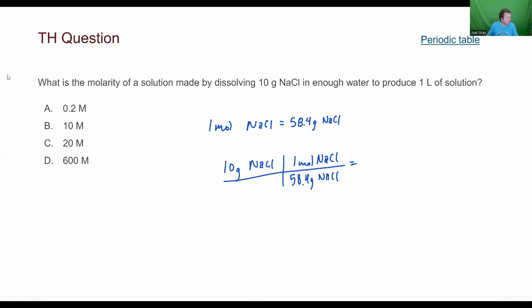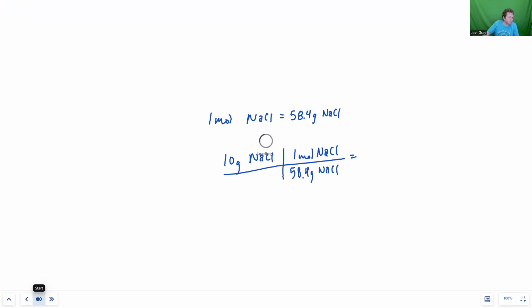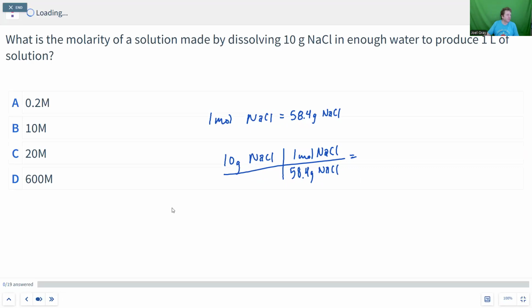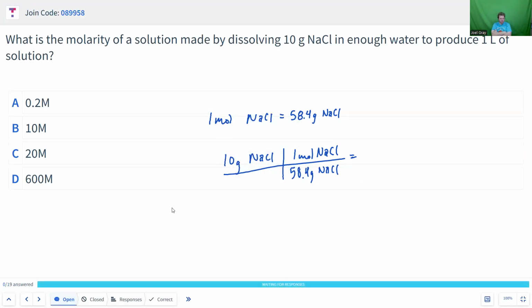So now I'm going to go ahead and open this question up. I'll leave that on there as the math that you need to do: 10 divided by 58.4. You've got a full minute for this question.